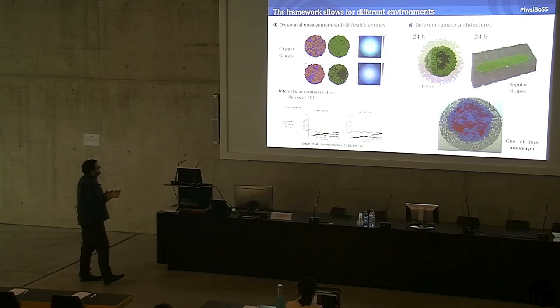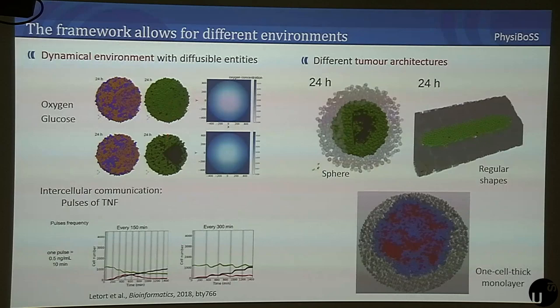And as I said, we also have dynamical environments. Depending on the presence or absence of sensitivity to oxygen, you would have different cell growth, and these would affect different cell strains differently. And you can also have different tumor architectures. The extracellular matrix can be inert agents around the tumor, or it can be regular shapes like this cigar shape, etc.